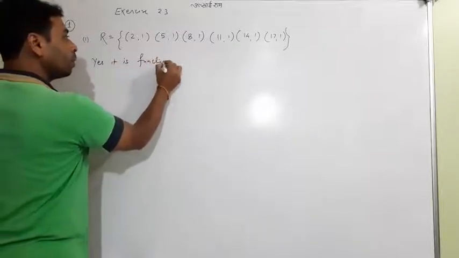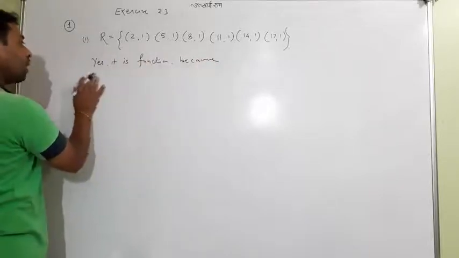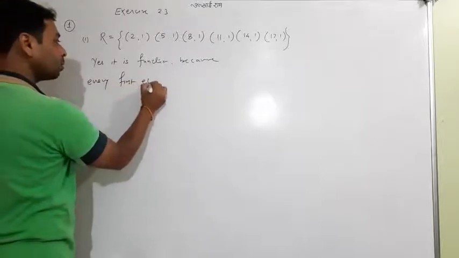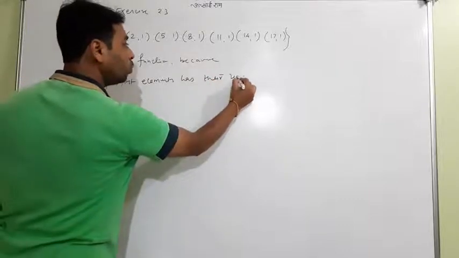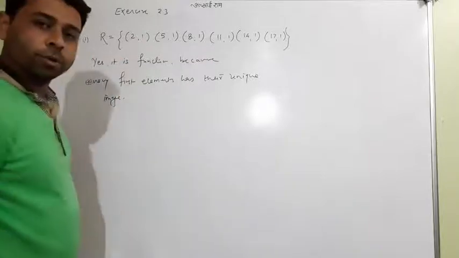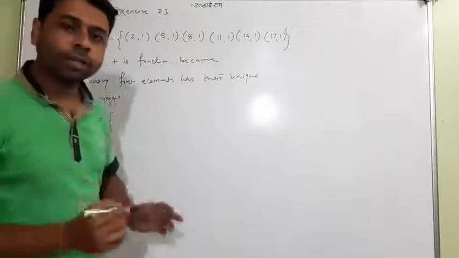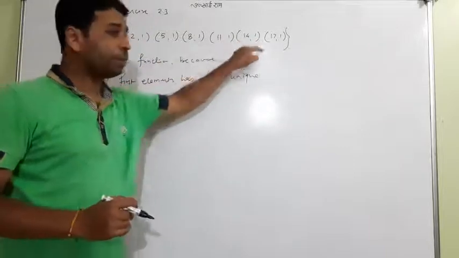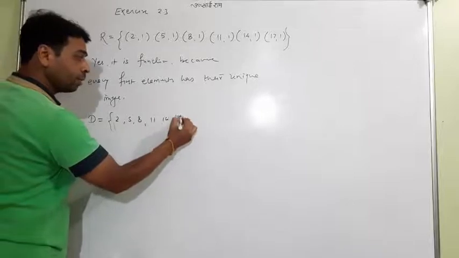Why? Because every first element has a unique image, so it is a function. What is the domain? The domain is the set of the first elements: 2, 5, 8, 11, 14, 17.